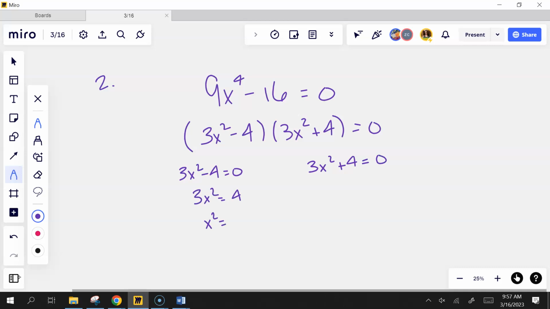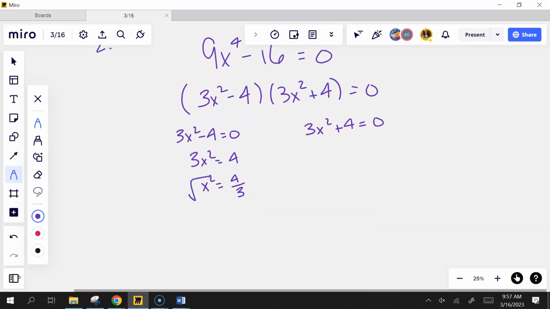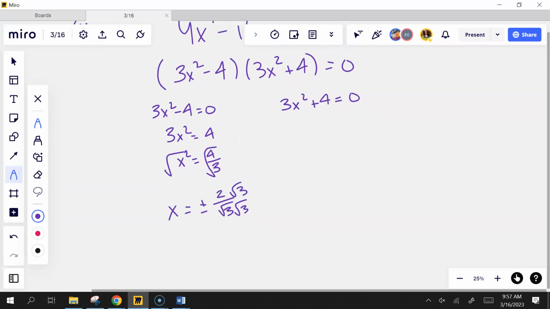4/3. Now, here's the tricky part, because whenever I take the square root here, I end up with plus or minus, the square root of 4 is 2, but 3 doesn't have a perfect square. So I have to get that square root out of the bottom, right? And to do that, I just multiply the top and the bottom by square root of 3. So it's 2 root 3 over 3. There's 2 of my answers.